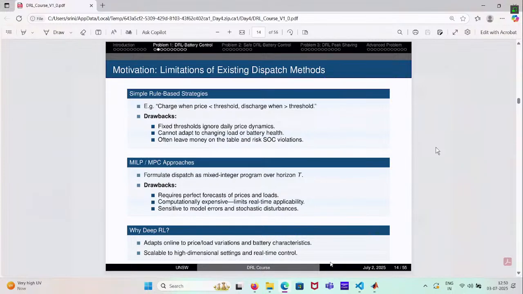So these are the things. If I had enough time, I would take examples and show each of these points to you. Somehow we don't have enough time right now. So what it says is, fixed thresholds ignore daily price dynamics. The DQN network, we have trained it, and if the price changes, it may not change its policy. It cannot adapt to changing load or battery health, often leaves money on the table and risk associated. Money on the table means that it does not discharge fully, right? Because to keep it up at the right charge, the reward is so high, so it does not discharge and lower the cost.